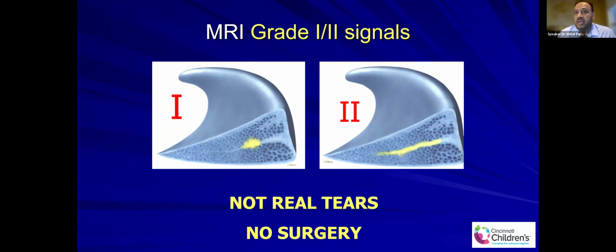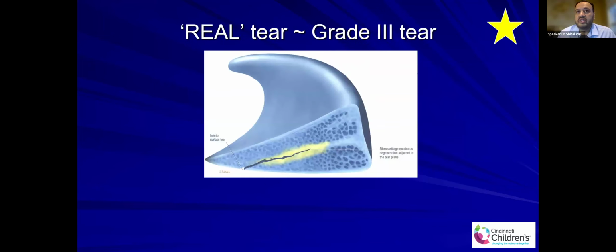The real tears actually extend onto the surface of the meniscus like this. They are grade 3 tears. Those are real, but grade 1 and grade 2 tears do not need to be referred.